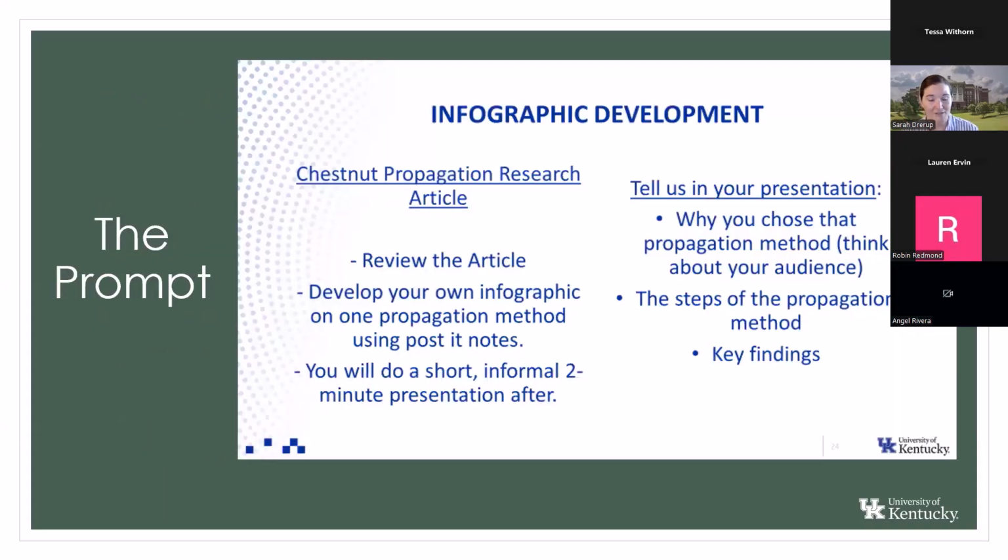Knowing that, this was the prompt that the students were given for their in-class assignment. So they had to review the article and they had to, in teams, develop an infographic on just one of the propagation methods using post-it notes. After they completed their infographic, they had to do a short, very informal 2-minute presentation about their infographic. In that presentation, I wanted them to talk about why they chose their specific propagation method, really thinking about who the audience was, the steps of that propagation method, and then some of the key findings.